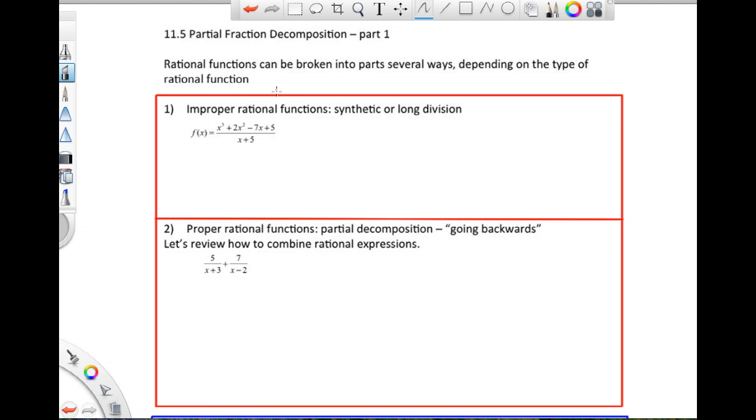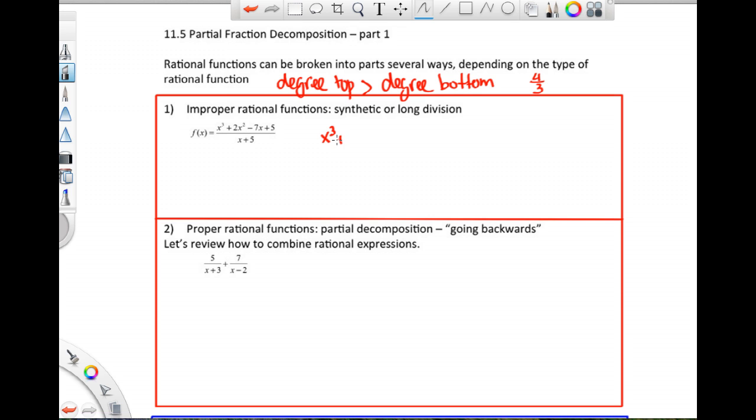An improper rational function is one where the degree in the top is larger than the degree in the bottom. Keep in mind that an improper fraction would be, for example, 4/3. In this case, that's an x cubed over an x to the first, so that's an improper one. Long division would work here, and synthetic division would work as well. Long division always works, so let's do that in this case.